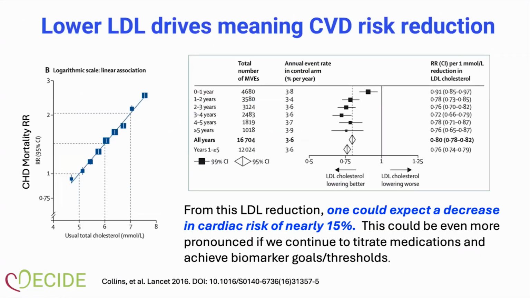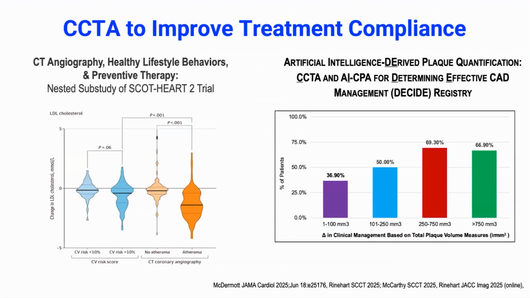So what does all of this clinically mean when we're looking at our cardiovascular endpoints? We know from all of the lipid-lowering trials that a lower LDL is associated with downstream cardiovascular risk reduction. For instance, a 40 milligram per deciliter decrease in your LDL has a very known downstream effect of 20% lower cardiovascular risk. When we look at all of these changes, from this amount of LDL reduction, one could expect a decrease in cardiovascular risk of nearly 15%.